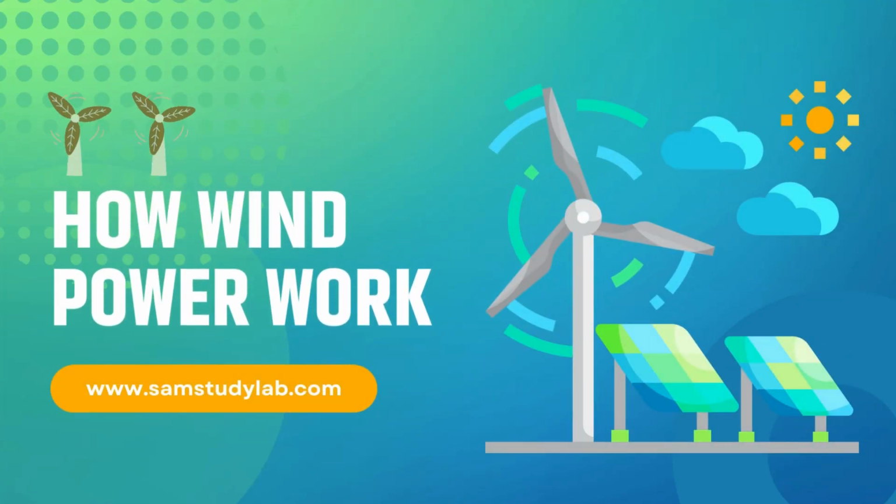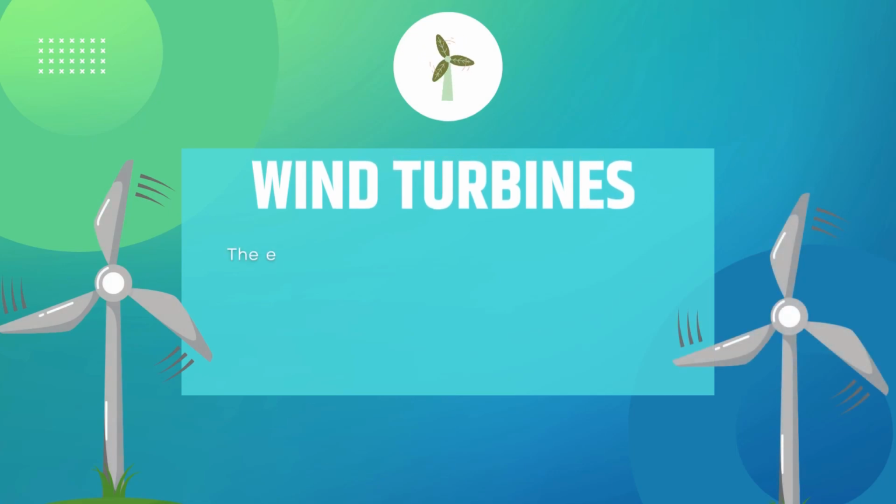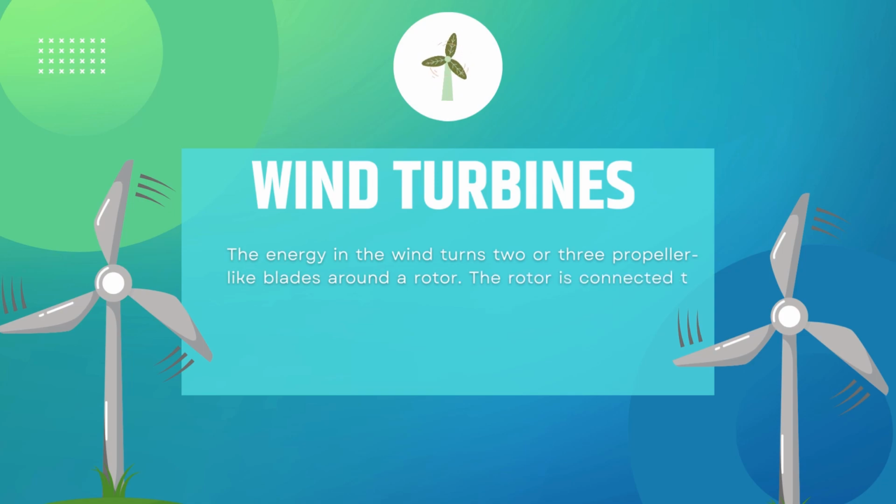How does wind power work? Wind turbines. The energy in the wind turns two or three propeller-like blades around a rotor. The rotor is connected to the main shaft, which spins a generator to create electricity.